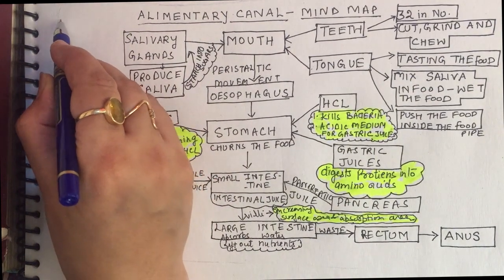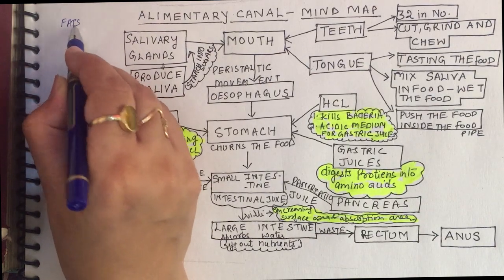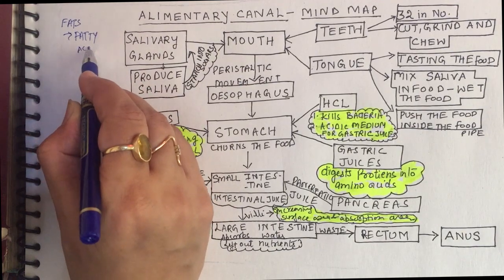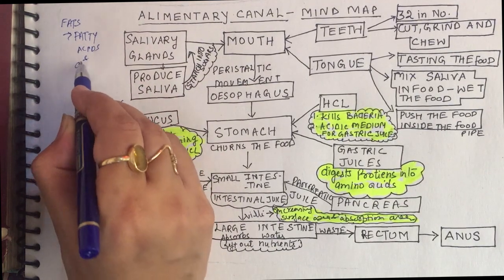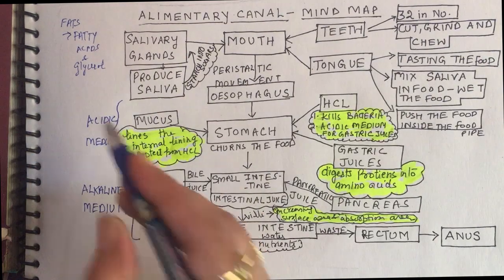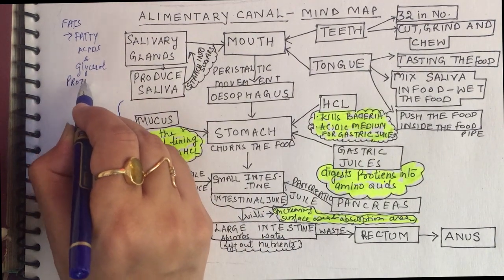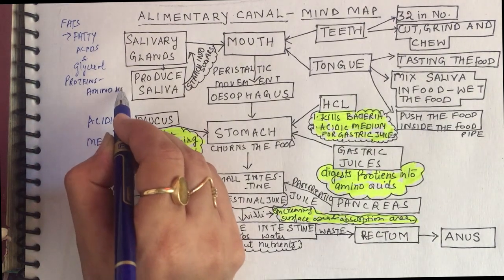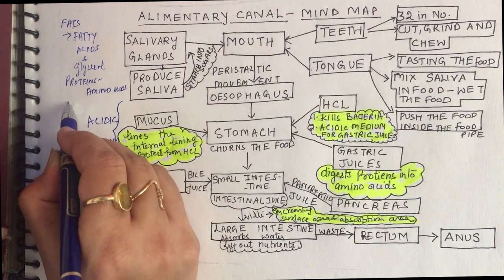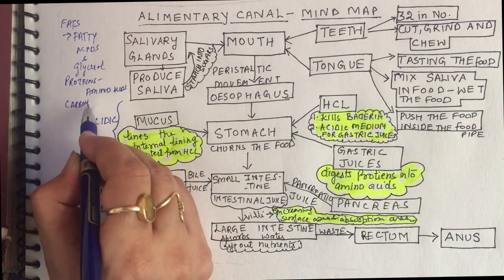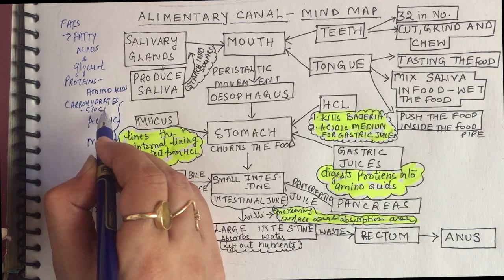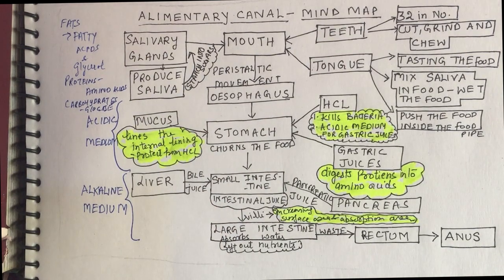nutrient or component which is found: fats are changed into fatty acids and glycerol. Okay, proteins are changed into amino acids, and carbohydrates are changed into glucose. I hope this is clear to you. I will just highlight it so that it remains different from the rest of the mind map.